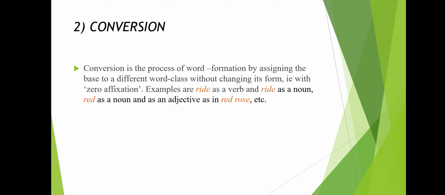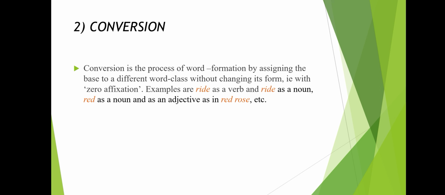But it is the process of assigning the base to a different word class without changing its form. The form of the word doesn't change, but what happens is that it converts to a different word class without changing its form. For example, when we take the word ride, we know we use ride as a verb. There is a word ride which is a verb, and also we know the word ride which is used as a noun.